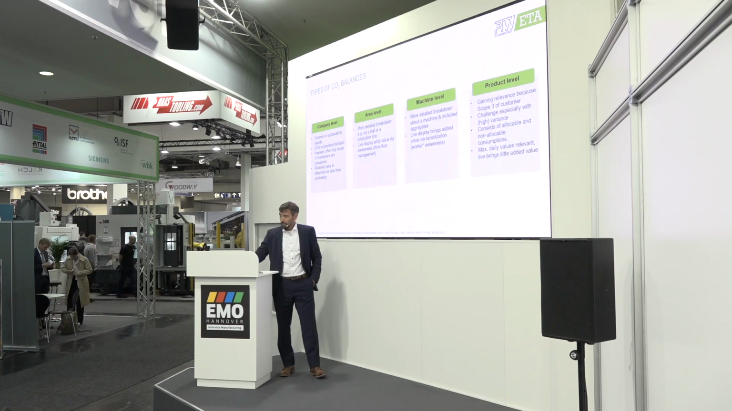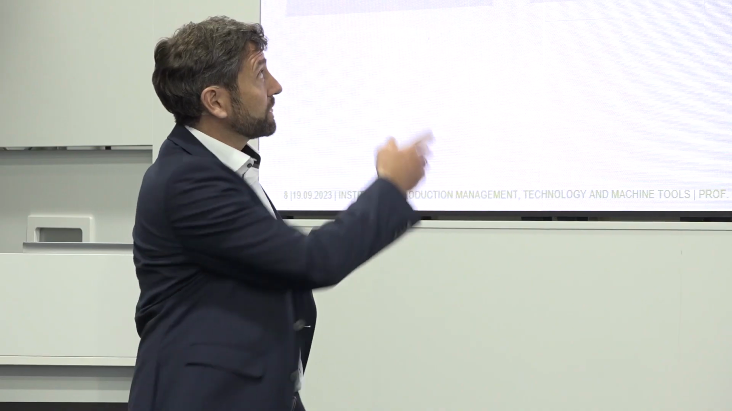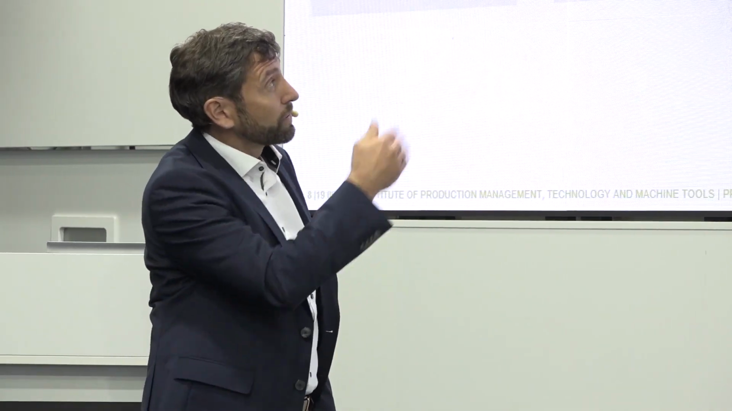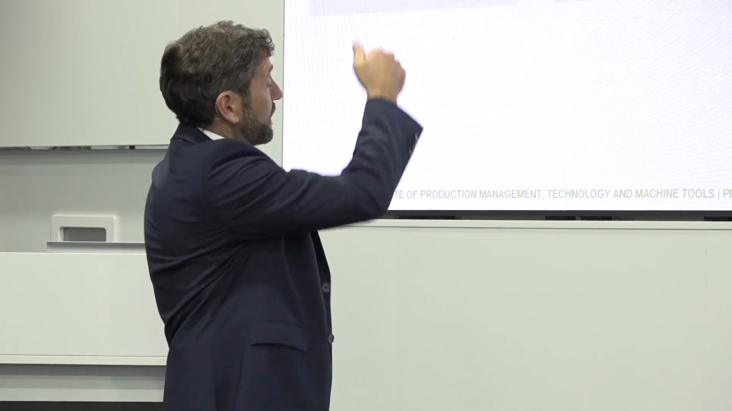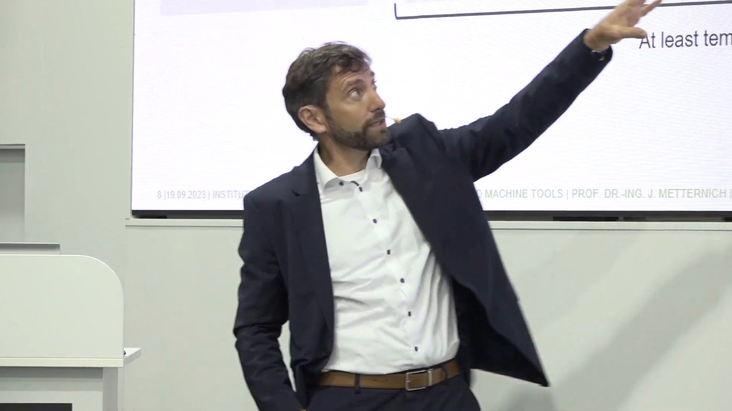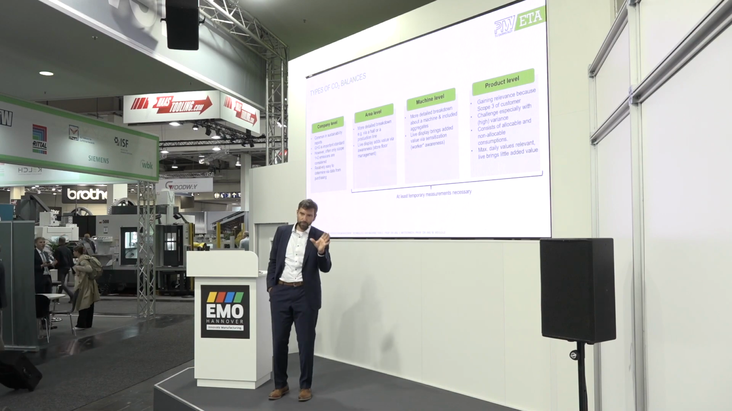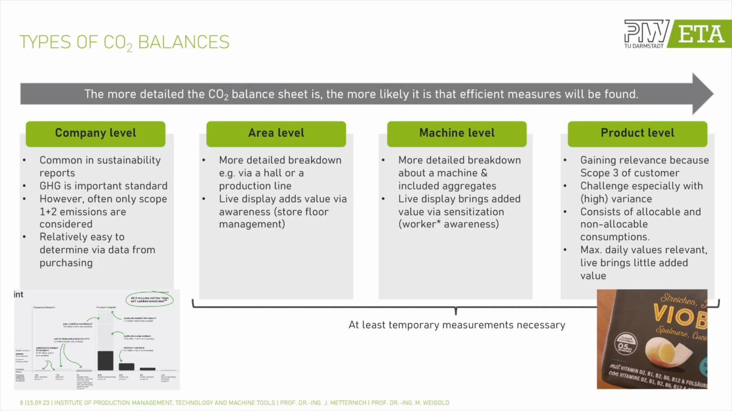And now back in our production environment, we do see two steps in between, the machine level and the area level. In the investigation we've done over several years, we see that at least here, when we are not at the company level but heading more towards the product level, measurements, temporary or current measurements, help to get the product carbon footprint.